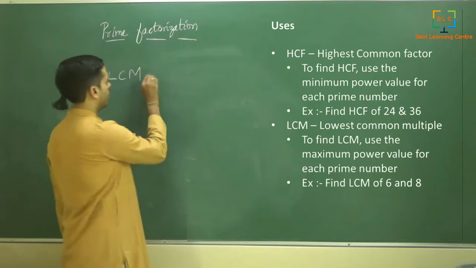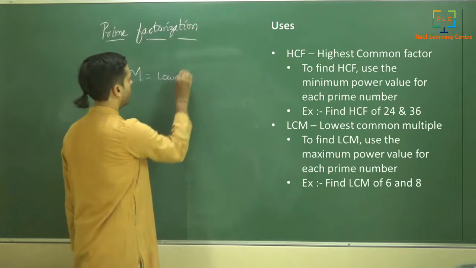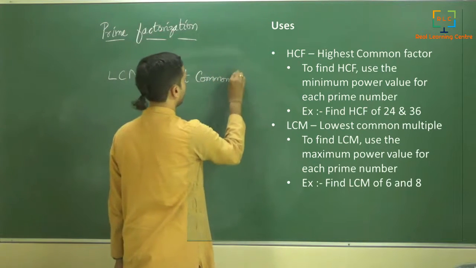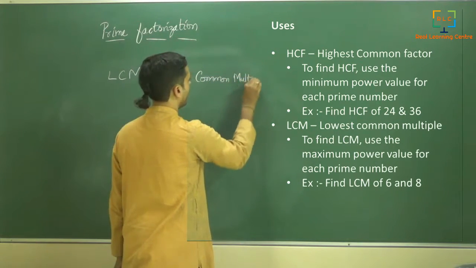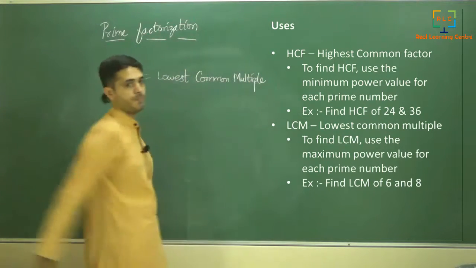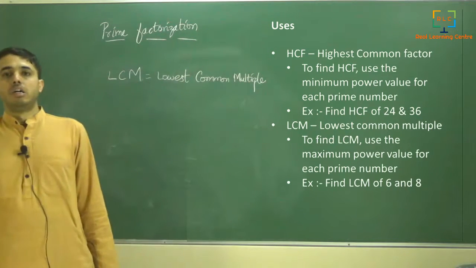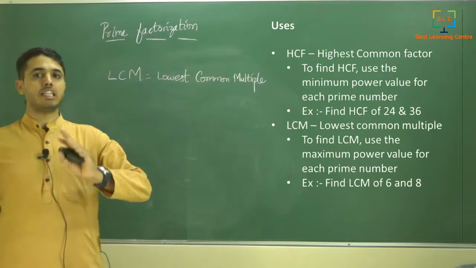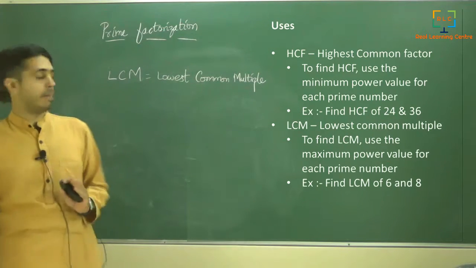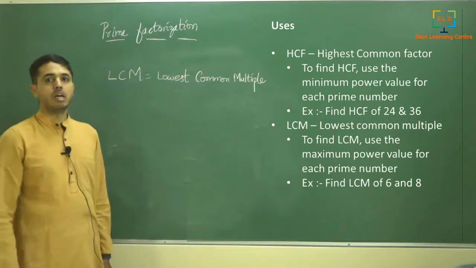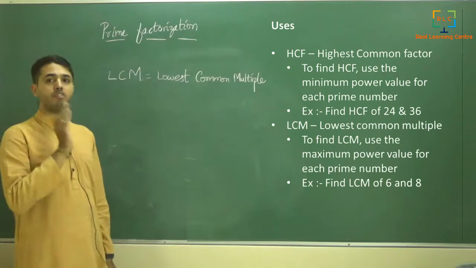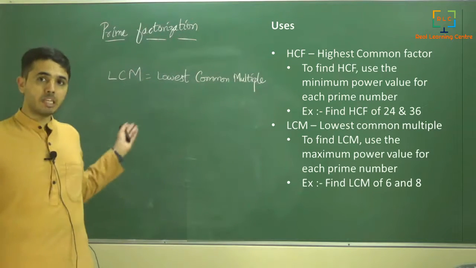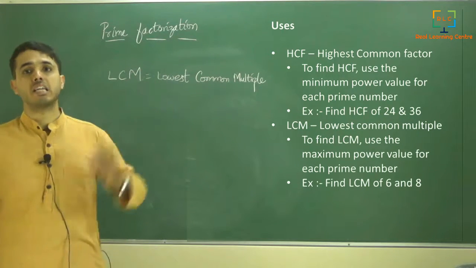LCM, or lowest common multiple. In the case of factors, we saw that factors are always less than the given number. But in the case of multiples, the first or the minimum value of a multiple is the given number. Okay, so multiples keep on growing infinitely.